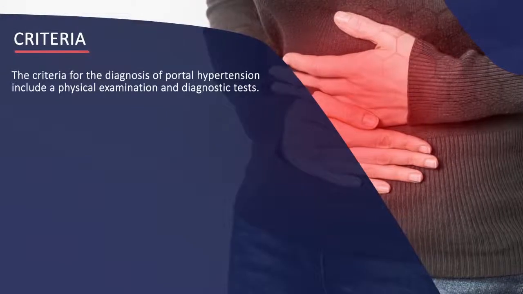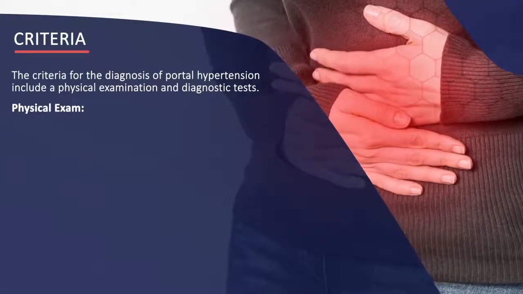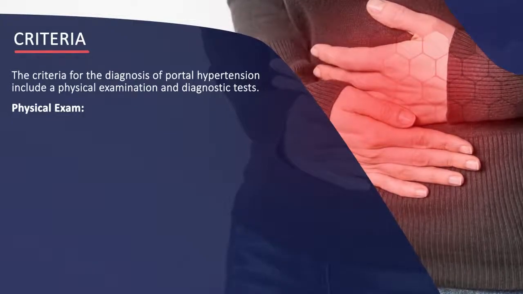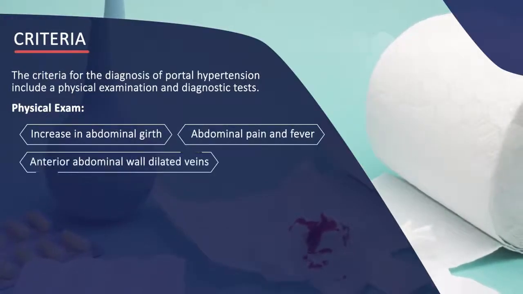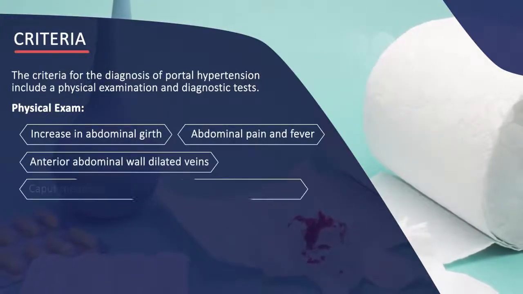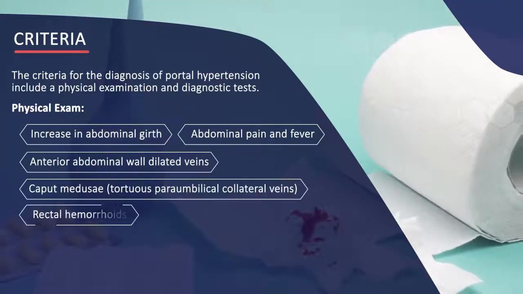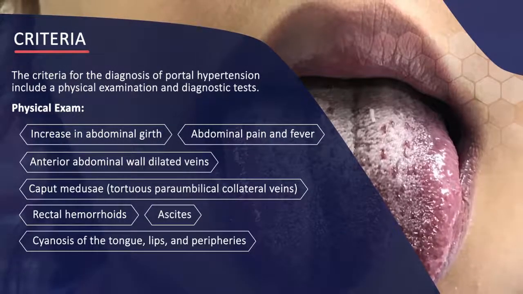The criteria for the diagnosis of portal hypertension include a physical examination and diagnostic tests. For physical examination, the examiner should check for increase in abdominal girth, abdominal pain and fever, anterior abdominal wall dilated veins, caput medusae, tortuous periumbilical collateral veins, rectal hemorrhoids, ascites, cyanosis of the tongue, lips, and peripheries, and other signs and symptoms.